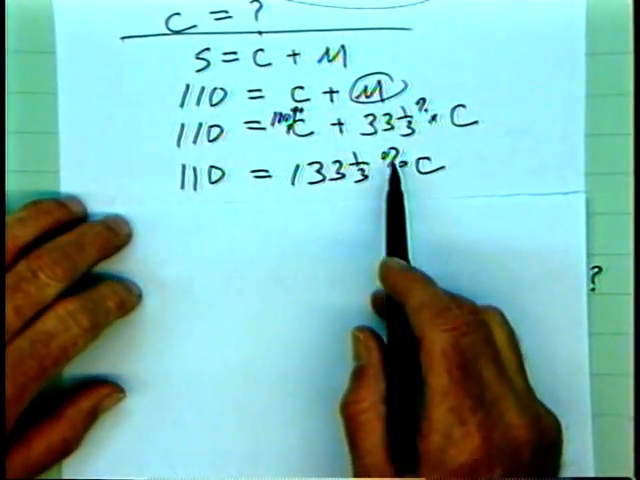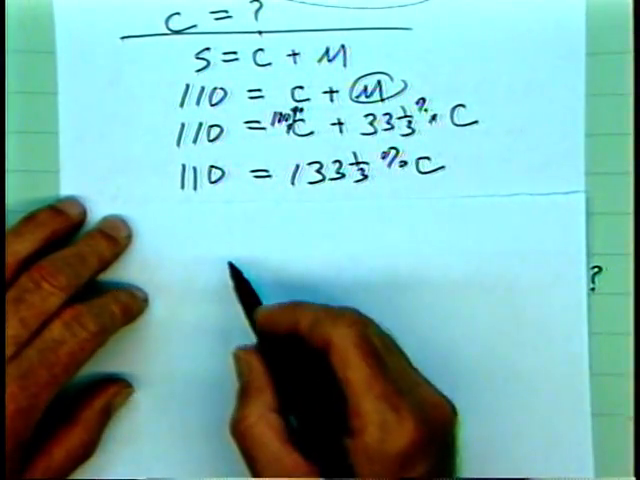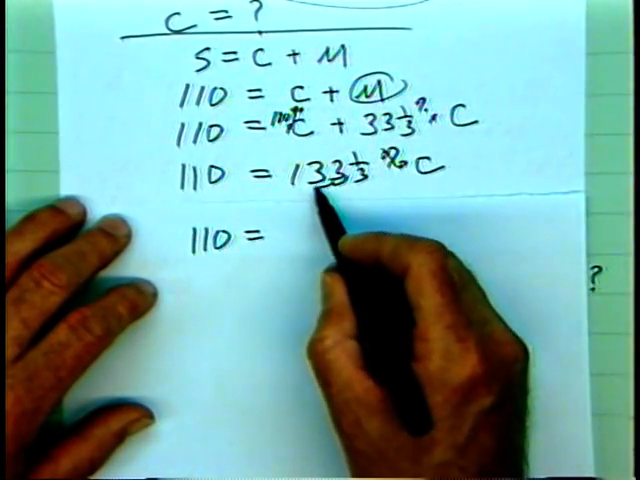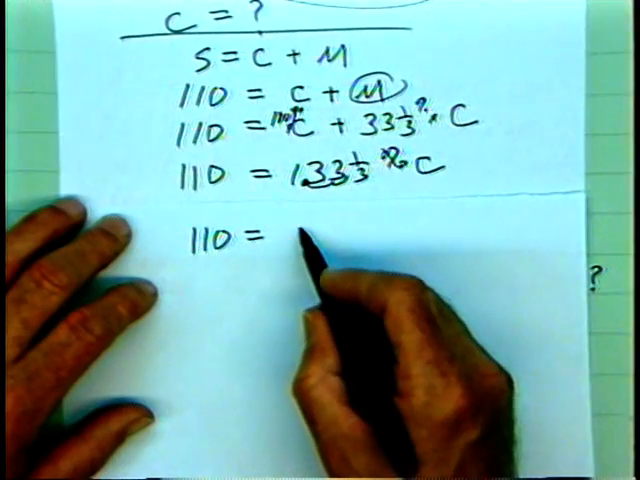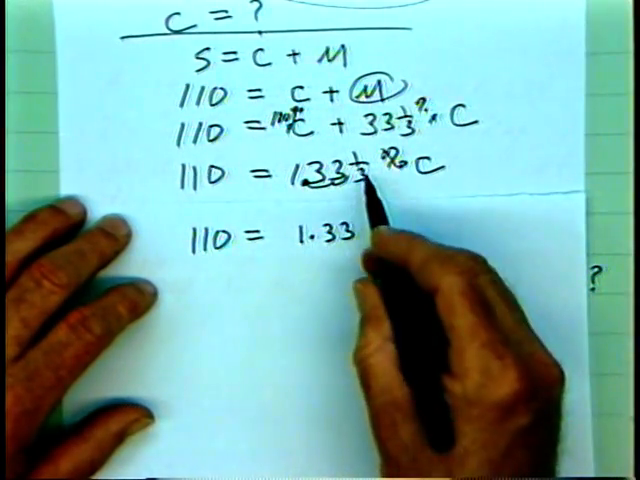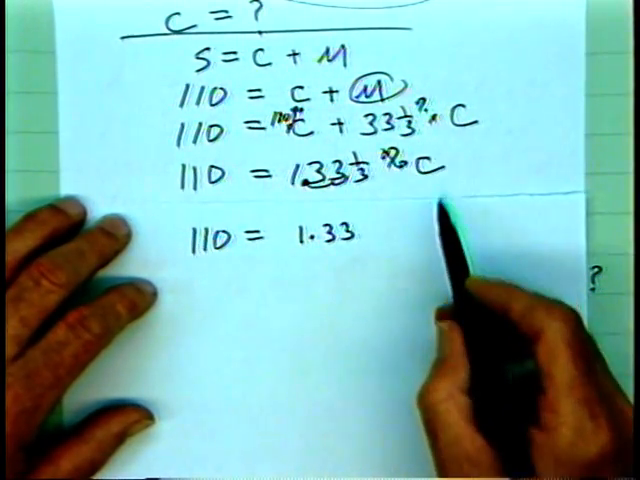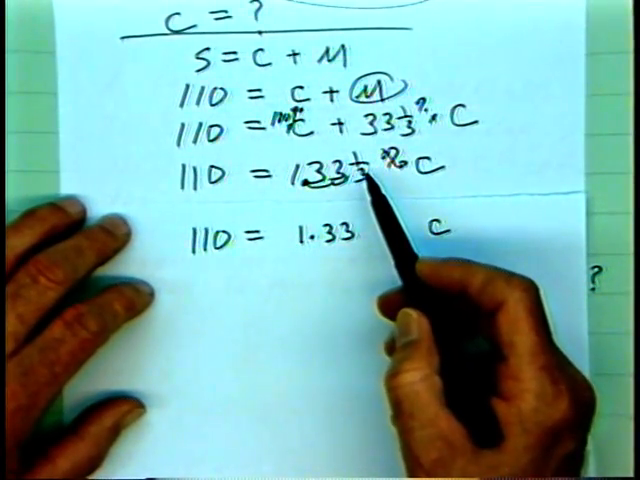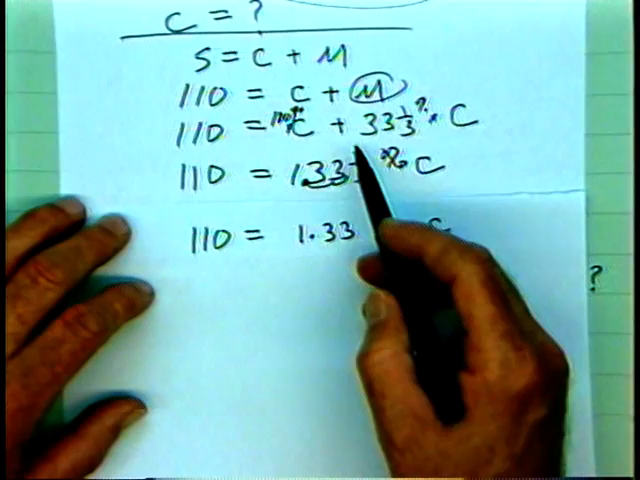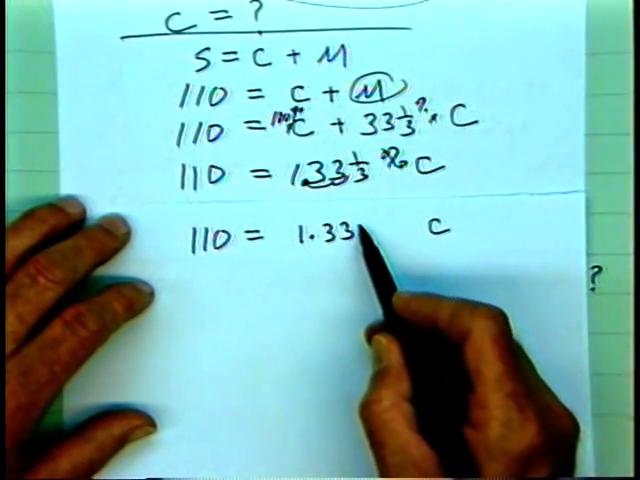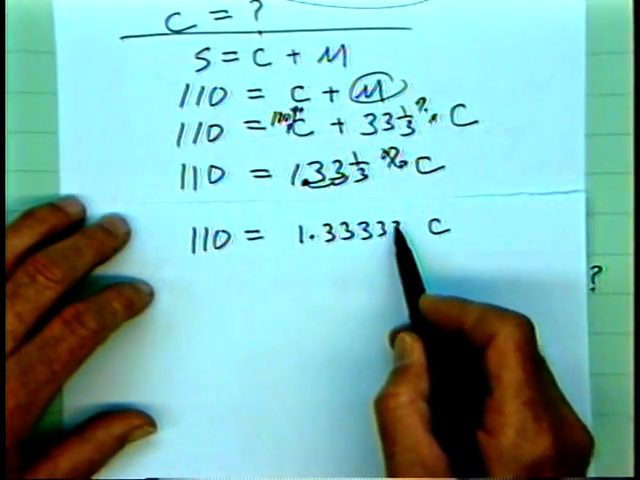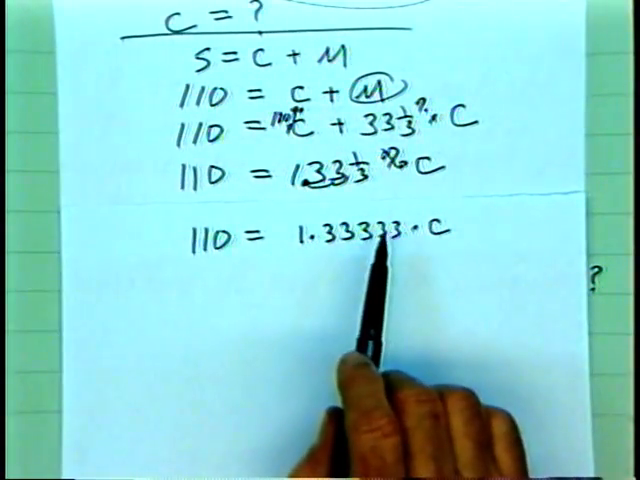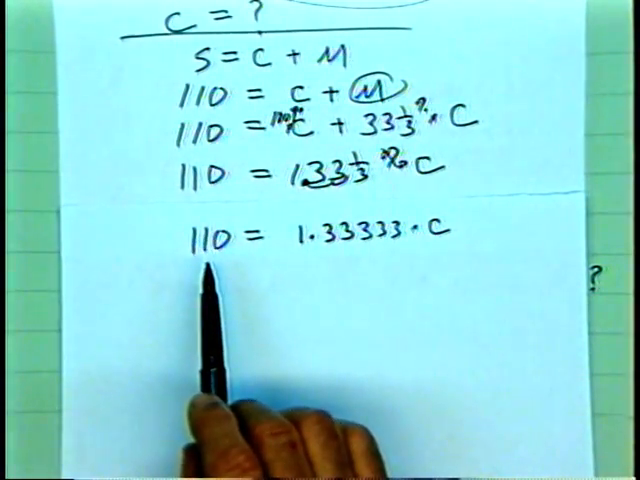Now, if you wish, we can get rid of the percent by moving a decimal point 2 places away. So we have 1.33 1/3 times the C. And the question is, what do we do about this 1/3? Well, we could get rid of it by making it exact, or we might recall that 1/3 is .3, 3, 3 forever. So we can add enough decimal places to give me the accuracy I know I want.